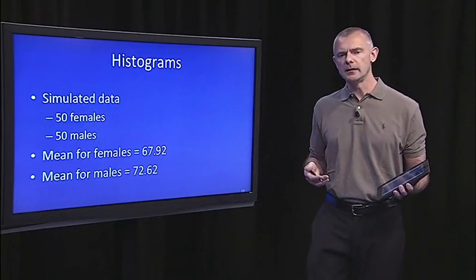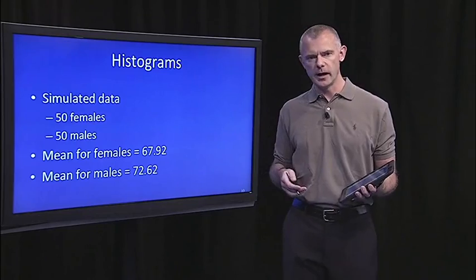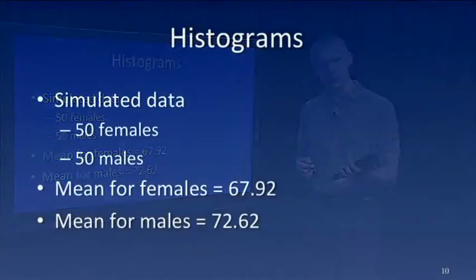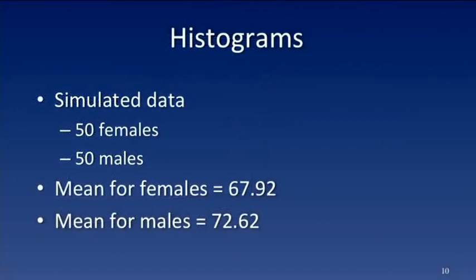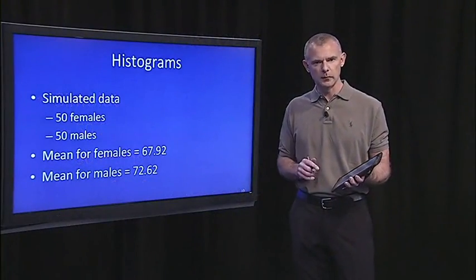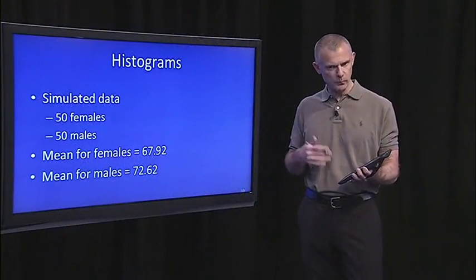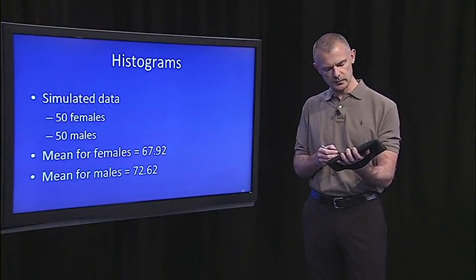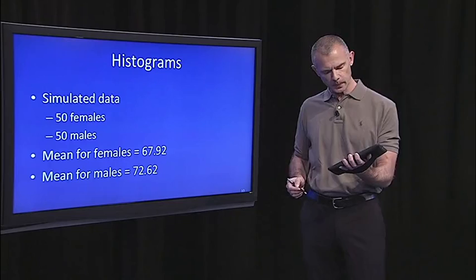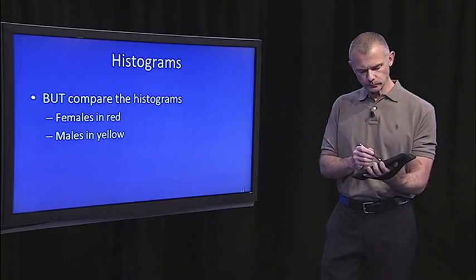I just simulated data in R. That's real easy to do. I'll show you how to do that in the Intro to R lecture. I just assumed that we would have about 50 females and 50 males in the sample. As it turns out, the mean for the males was a little bit higher than the mean for females. As I said, this has been observed in some studies depending on what type of spatial reasoning task is used. But let's look at the histograms.